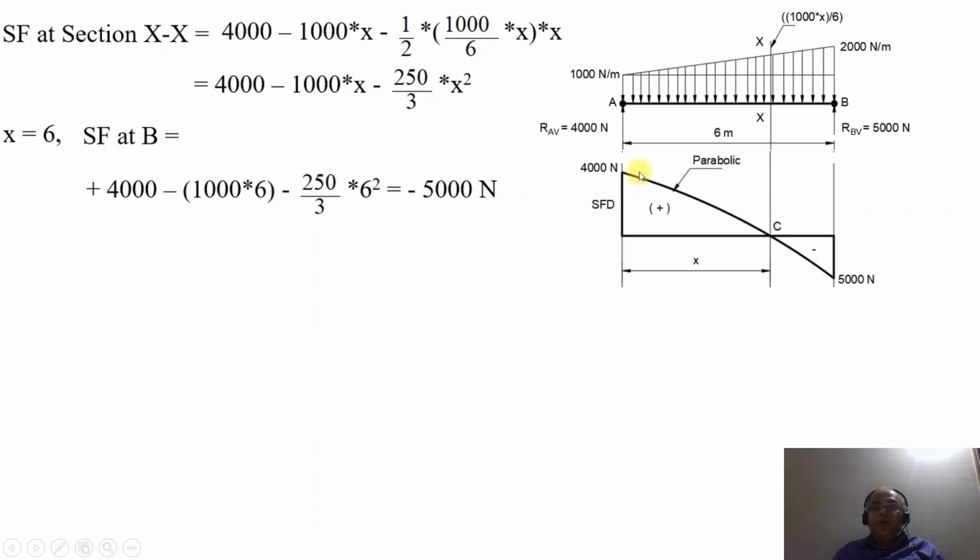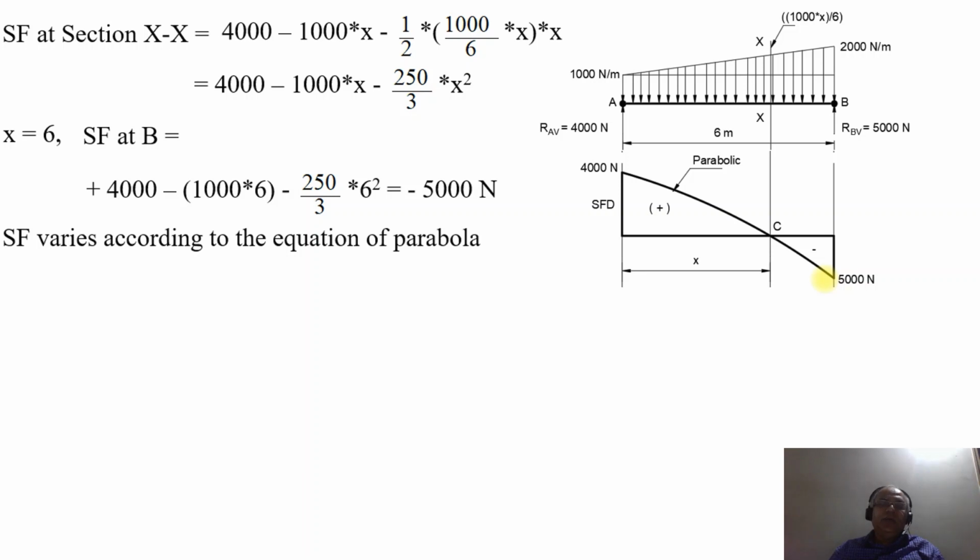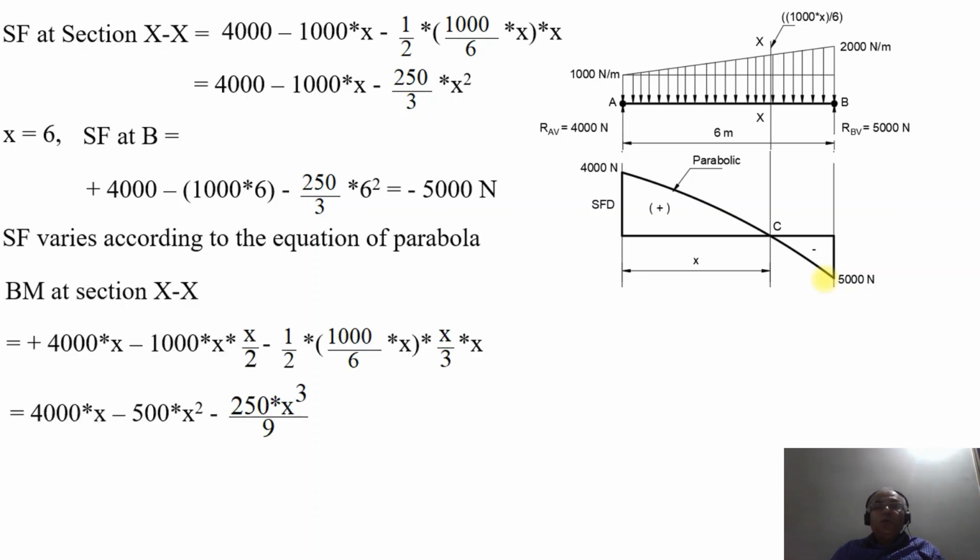So that means from here to here, you will get a parabolic curve, because the power of X here is 2. So therefore, in the shear force diagram, you will get the parabolic curve. So SF varies according to the equation of a parabola. What is going to be the bending moment at the section XX? Obviously, it will remain the same as the old one. That is 4000 into X minus 500 into X square minus 250 into X cube by 9.